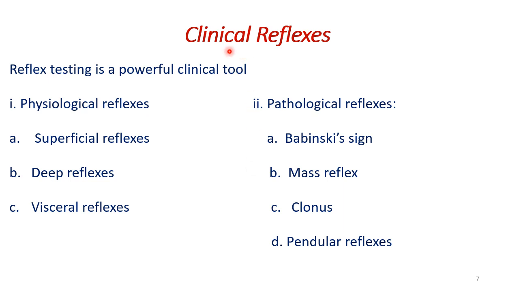Another very important classification is clinical classification, or what we call clinical reflexes. Why does this become very important? Because reflex testing is a powerful clinical tool. Whenever we test the reflexes clinically, we apply the stimulus and see the response. Suppose we find an absent response, that is, there is no response at all. Now what we do is try to find out where and why the reflex is not being elicited. Maybe the pathway is interrupted, either the afferent pathway, the spinal cord, or the efferent pathway.